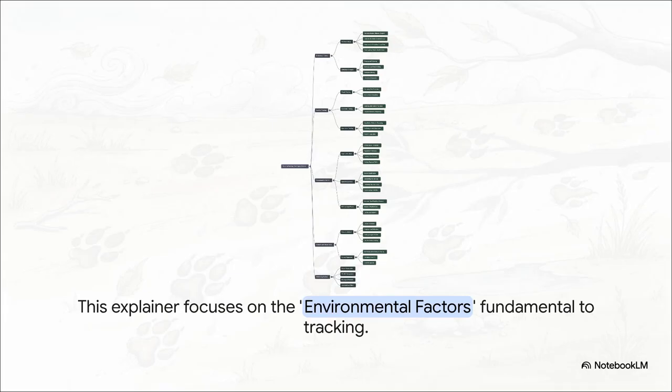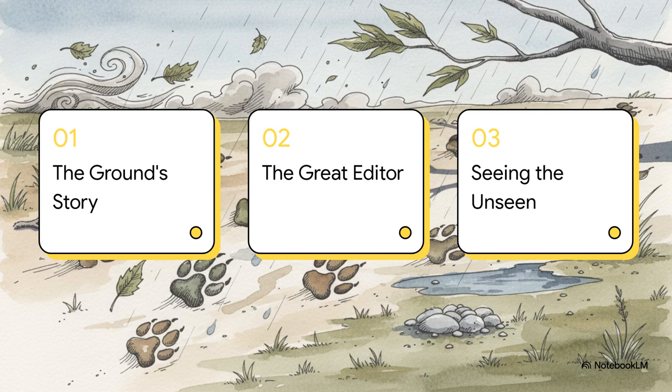So this mind map here lays out the whole scope of the art of tracking. Our focus today is right here in the chapter called Fundamentals of the Art. And inside that, we're zooming in on the subchapter on environmental factors, basically the physical conditions that really dictate what a tracker can and cannot see. We're going to break this down into three parts. First up, the ground story, how the surface itself dictates what we can read. Then we'll look at the great editor, how weather is always changing the trail. And finally, seeing the unseen, why light and shadow can reveal clues you'd otherwise totally miss.